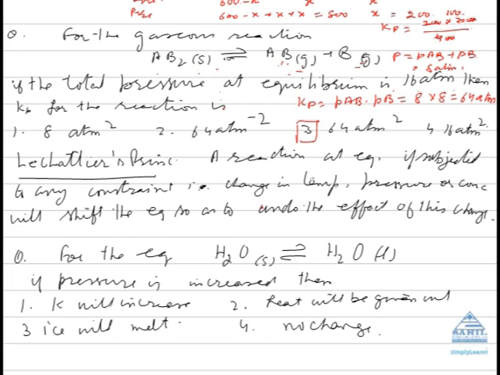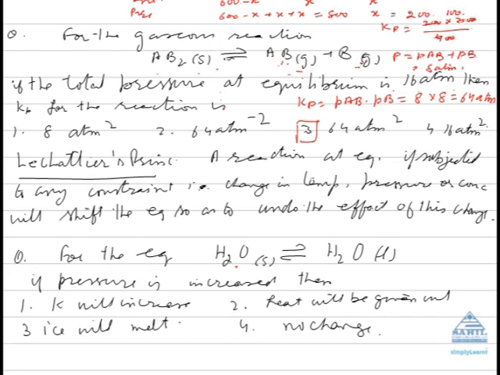For example, if we are increasing the volume, then indirectly we are decreasing the pressure. So equilibrium will shift in a direction where there is the effect of lowering of pressure. Or if we increase the concentration of the reactants, then equilibrium will shift in the forward direction. If the reaction is exothermic, then low temperature will favor the reaction in the forward direction, high temperature will favor the reaction in the backward direction. Let us take an example.